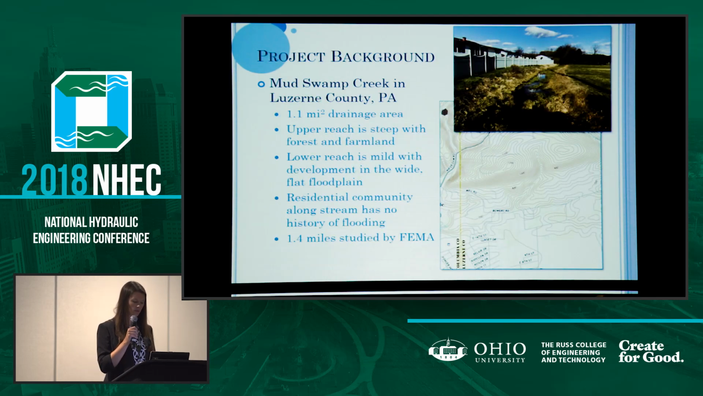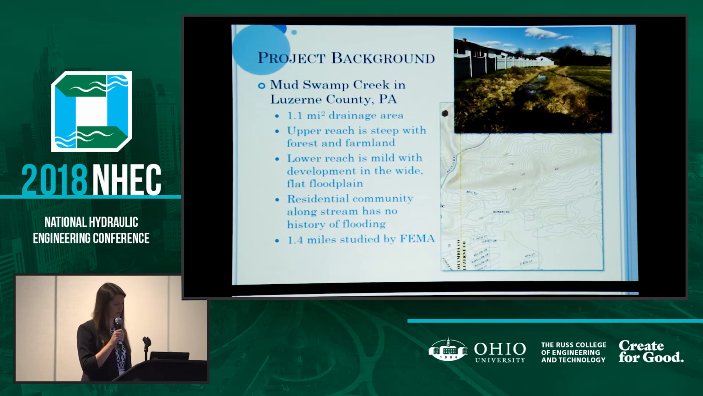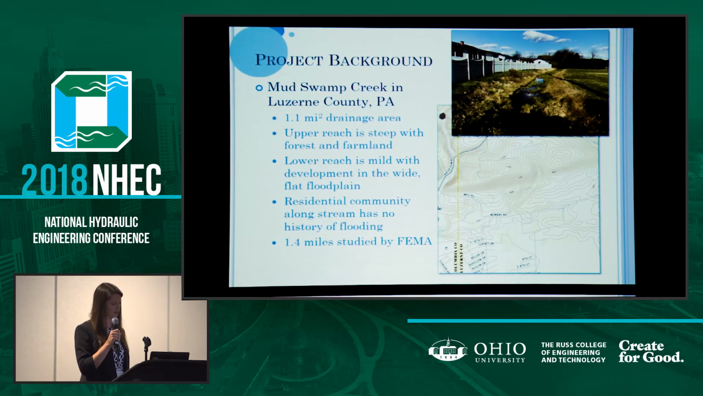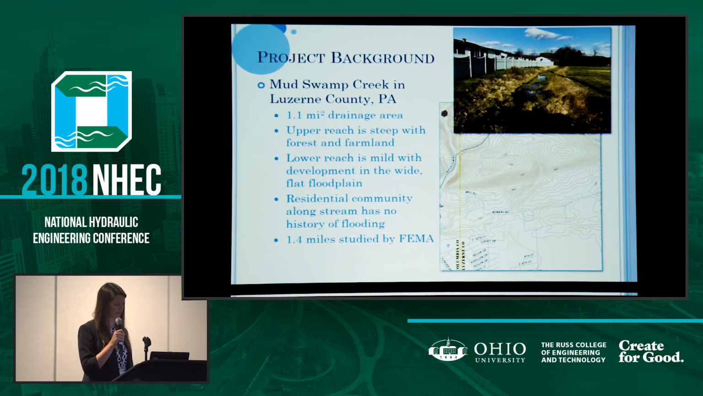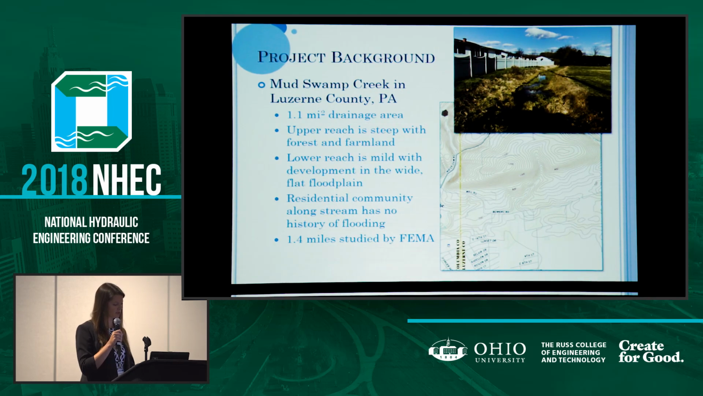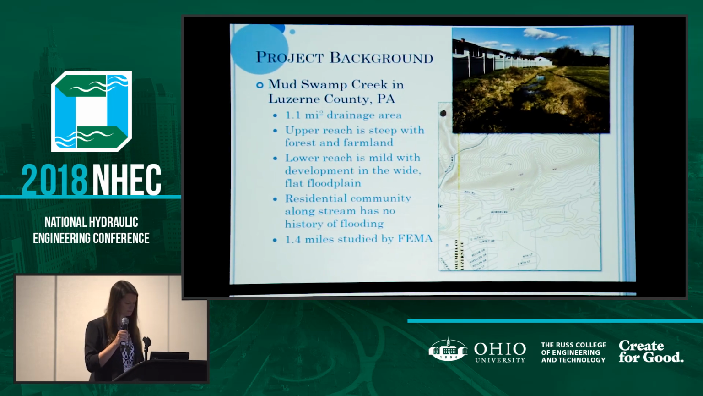This study was performed for Mud Swamp Creek in Luzerne County, Pennsylvania. Mud Swamp Creek has a small drainage area, only about 1 square mile, with the upper part of the watershed being steep and predominantly forest and farmland. In the lower part of the watershed, Mud Swamp Creek is mildly sloped and transitions to a wide, flat floodplain. There's also a residential community in the lower part of the watershed, so most of this talk will be focused in this area down here.